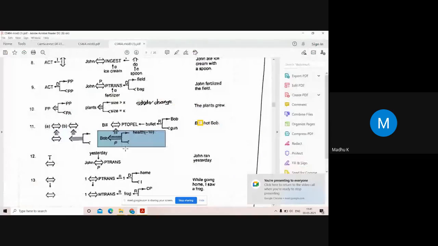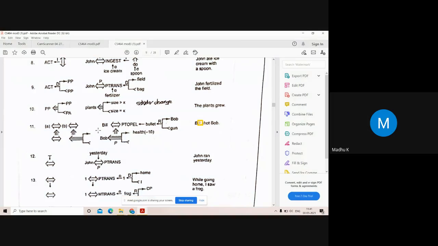Then we combine both using an arrow mark. So this is the consequent part. So this is the 11th rule.